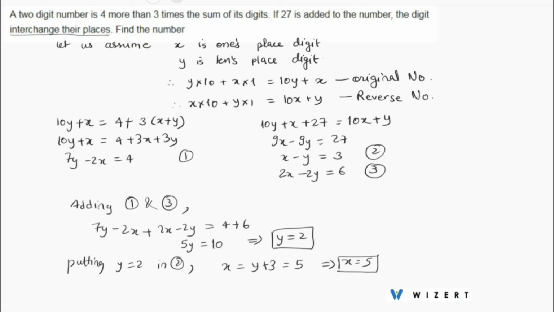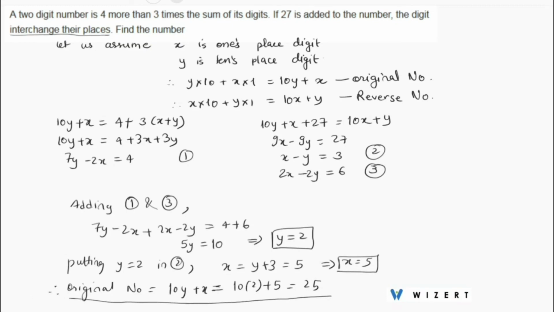The original number is 10y plus x. Therefore, the original number equals 10y plus x equals 10 into 2 plus 5 equals 25. So this is the original number. This is the answer.